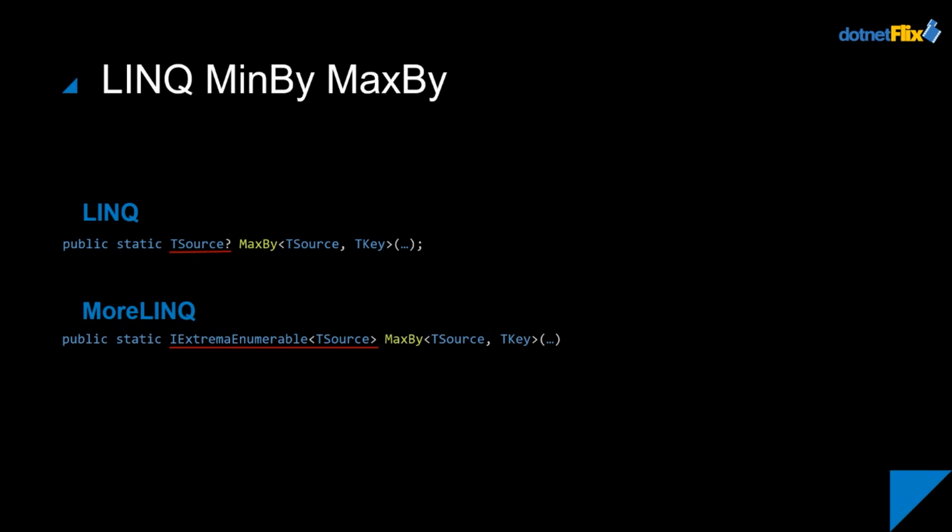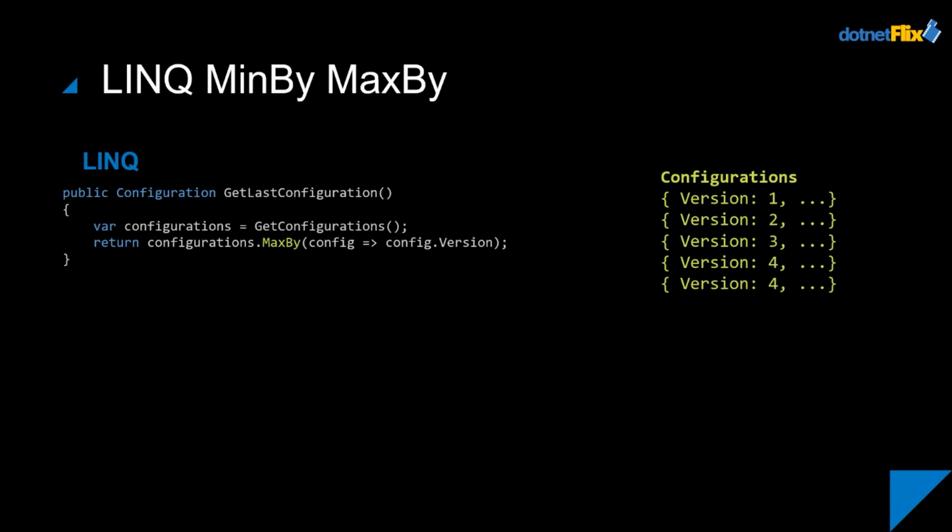And I'm a little bit surprised that the Linq variant of MinBy and MaxBy don't also return enumerables of items like the Linq variant does. Because take, for example, imagine I want to retrieve the last configuration of something. And I have 5 different configurations in my database, of which 2 have the same version. That would be exceptional behavior. That's something I would want to be able to detect in my code. And the Linq variants of MinBy and MaxBy allow you to handle that situation.